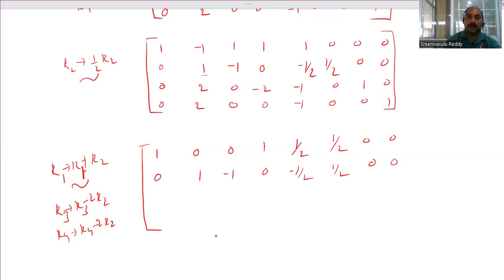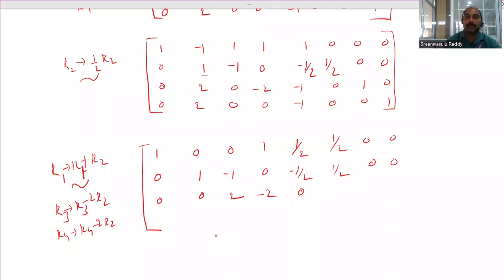Now third row by using this operation R3 minus 2 R2. 0, 0. 0 minus 2 R2 means plus 2. Minus 2. Minus 1. Minus of minus plus. Minus 1 plus. If you have any confusion, write on the side. Minus 1 by 2. 2 get cancelled. Minus into minus plus 0. 5 elements are over.